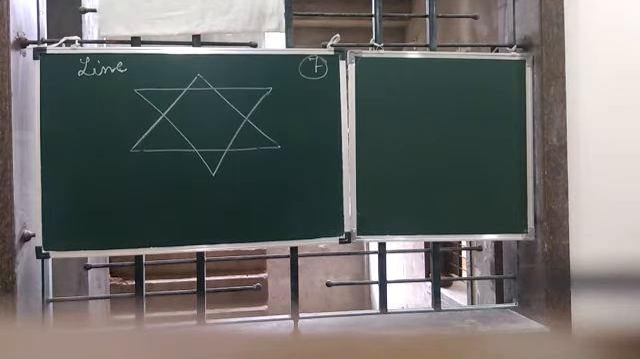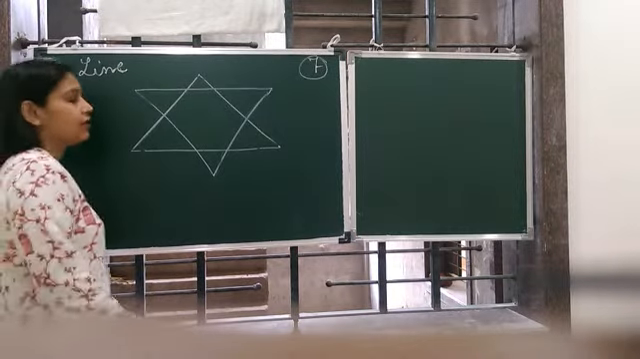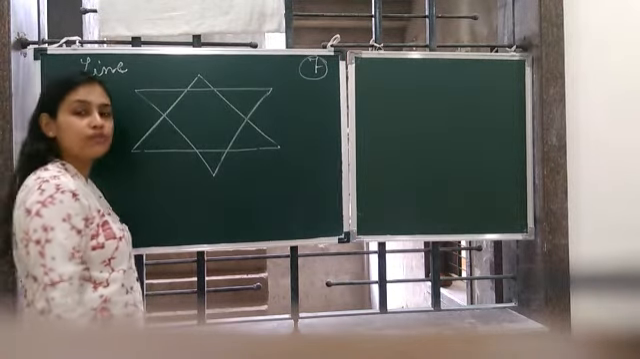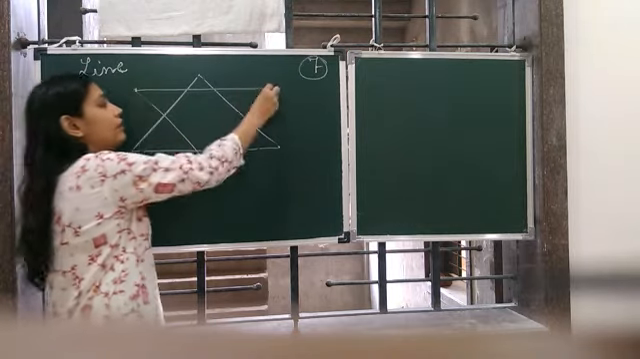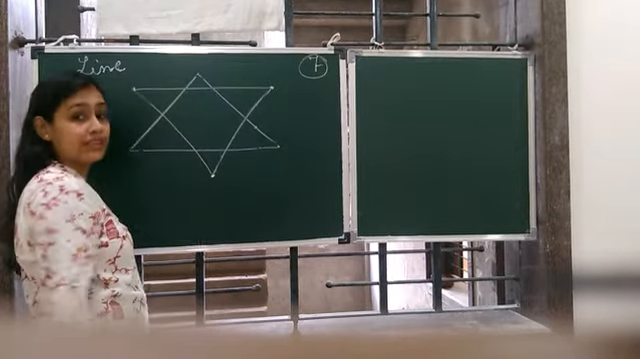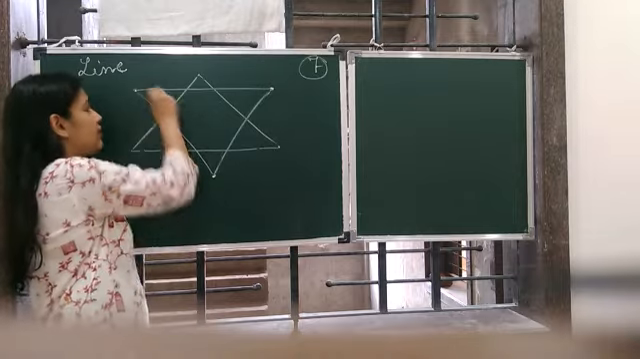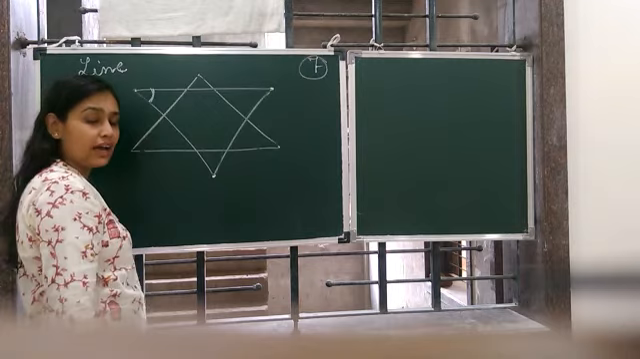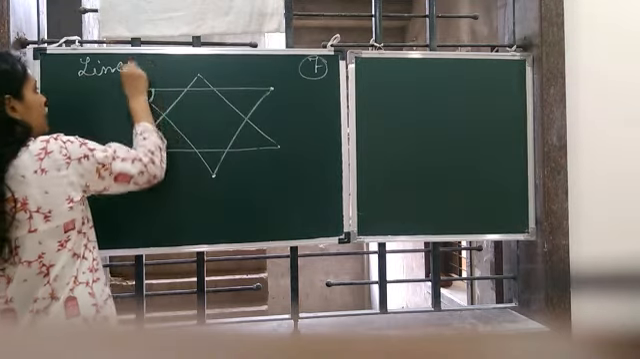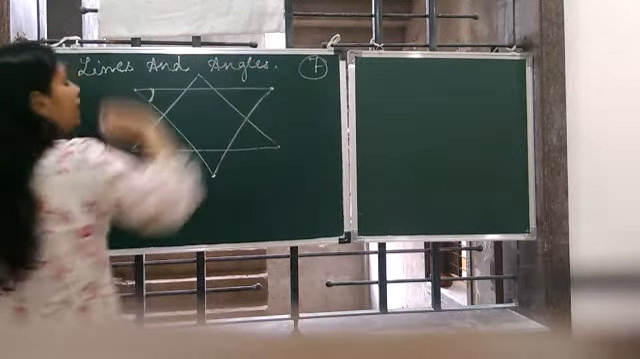Now, if I ask you what this is: three line segments. They are making a closed figure, and that closed figure is known as a triangle. This triangle has three vertices. If I talk about only these two line segments, they are forming an angle. So today's topic is lines and angles.